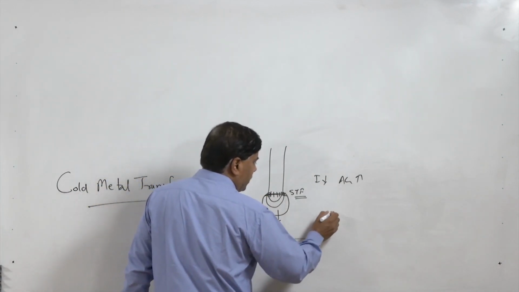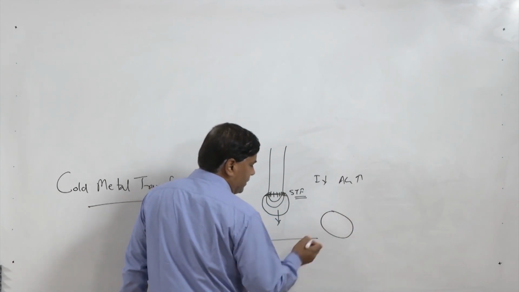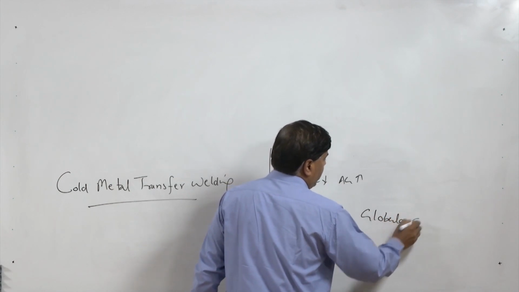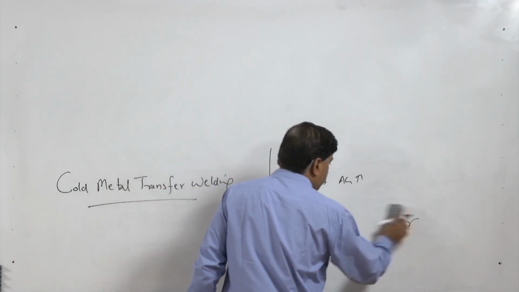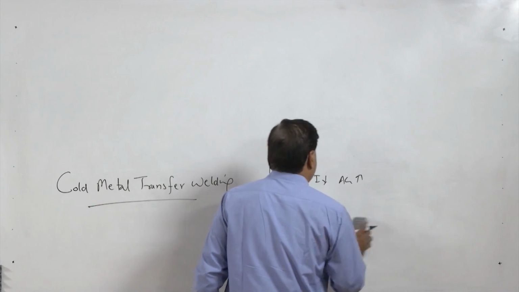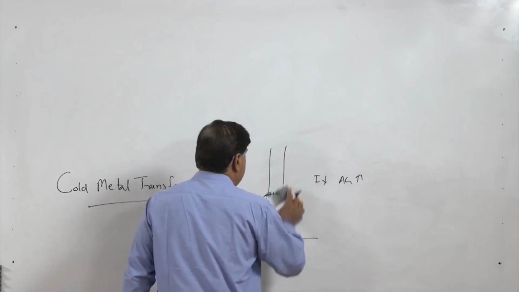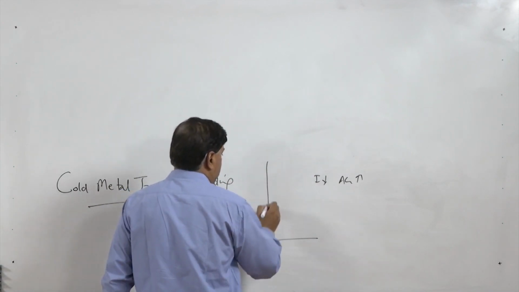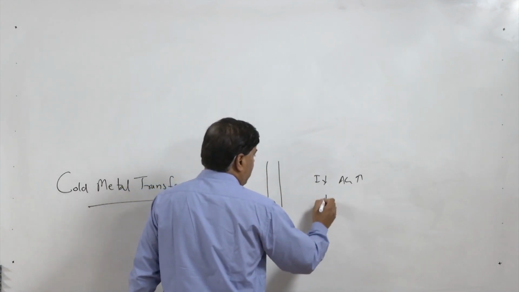So, the size of the drop becomes very large, and that is why it is called a globular transfer. It is normally observed when the gap is large and the current value is low. And then we will see what happens when the current is high.